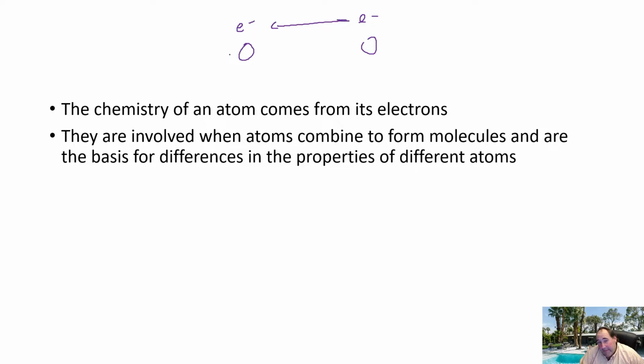And so when a couple of atoms come together, the first things that come in contact with each other are probably the electrons. So they're the basis of bonds, both types of bonds that we'll talk about in this class. Covalent bonding, where we have electrons being shared. Also ionic bonding, where we have electrons being transferred.